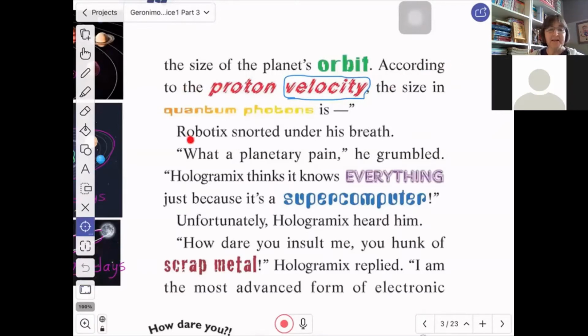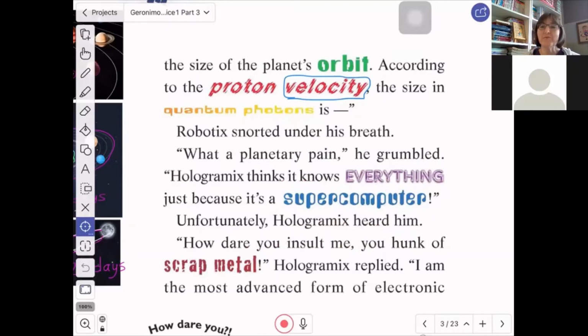And then Robotics snorted under his breath. Usually someone is snorting when they're making fun of something. He says, "What a planetary pain," he grumbled. "Hologramics thinks it knows everything just because it's a supercomputer." Unfortunately, Hologramics heard him. "How dare you insult me, you hunk of scrap metal?"